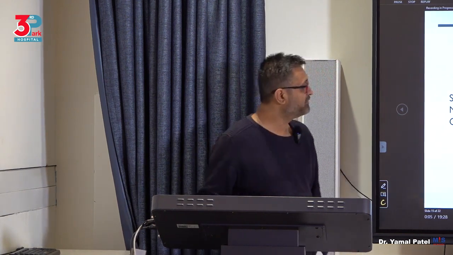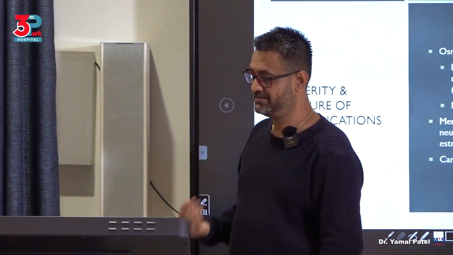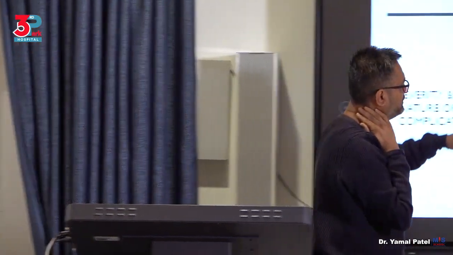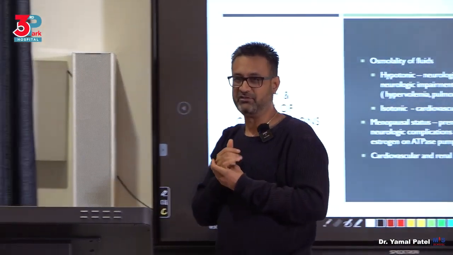What are the nature of complications that we can get? For hypotonic solutions, you will get neurologic issues as well as cardiovascular issues. All right, neurologic issues because of the hyponatremia, cerebral edema, neurologic impairment, seizures, including death. Cardiovascular because of hypovolemia, pulmonary edema, heart failure, etc. Whereas in isotonic solutions, you're only going to have cardiovascular effect, not the neurologic or electrolytic imbalance issues. Got it?